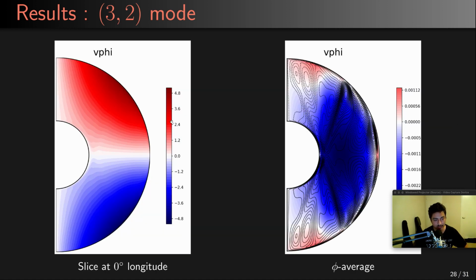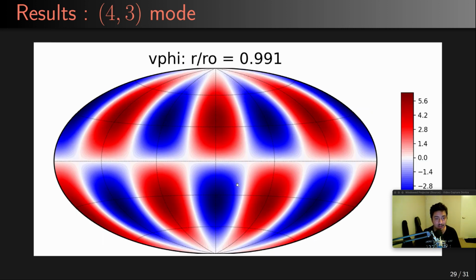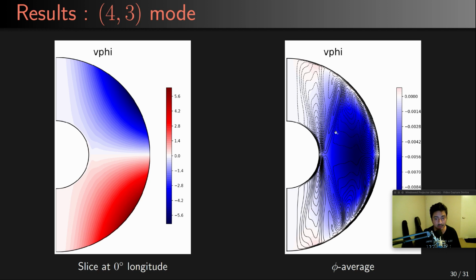And in profile, you can see that the zonal flow in a slice looks very much dominated by the inertial mode. However, if I take a mean, I still get a net flow out of that. So there is some amount of self-interaction going on, which is giving rise to a net zonal flow. Same is the case for the 4-3 mode. You can see there is a net zonal flow. However, if you notice the numbers, it's pretty weak.